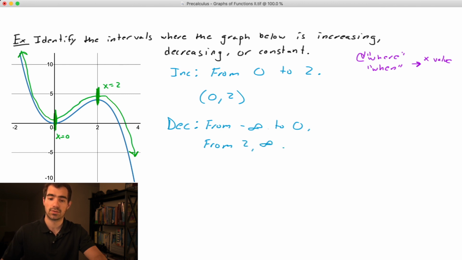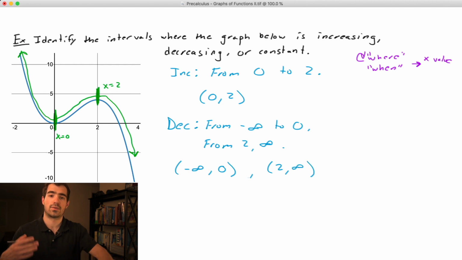And so we'll need two intervals to represent this. But using interval notation, we can say this is from negative infinity to 0 and from 2 to infinity. And so on both of these intervals, our function would be decreasing. Finally, we can look at when it's constant.